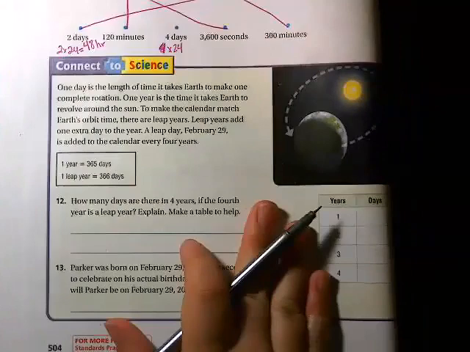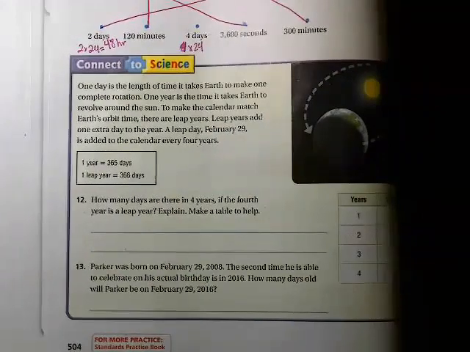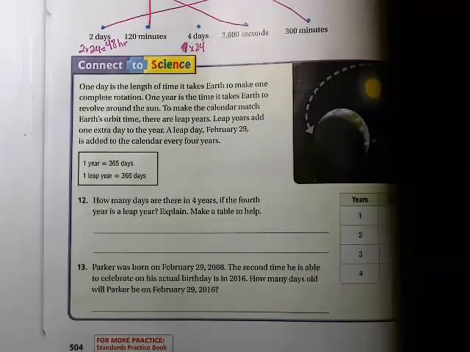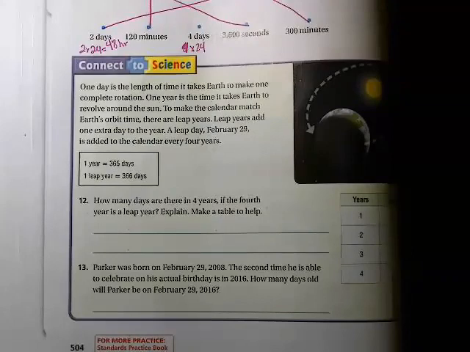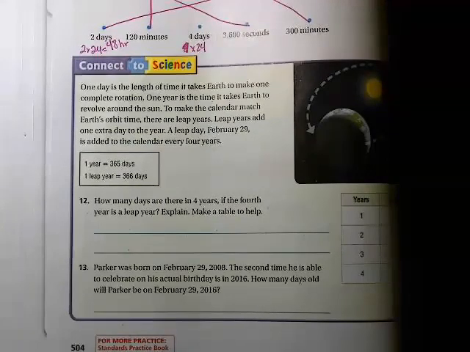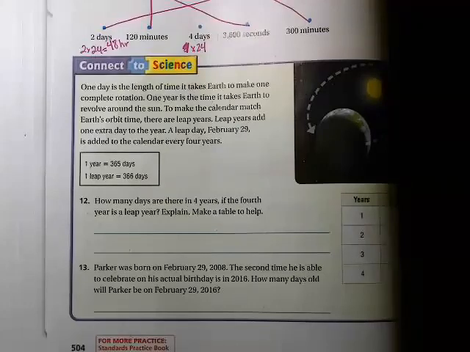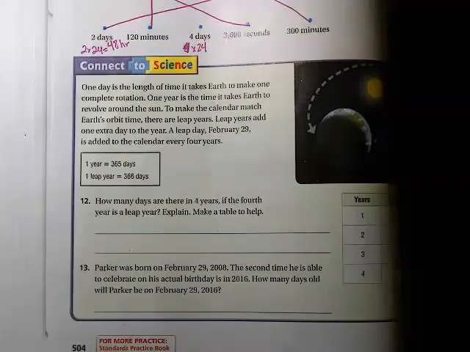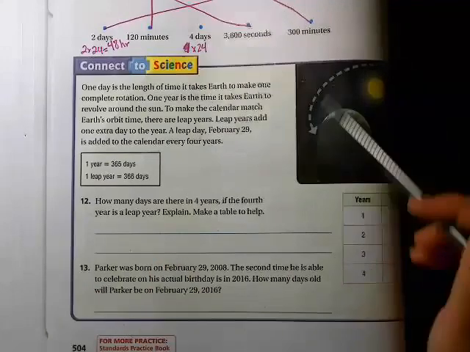All right, our last couple problems here. Let's connect it to science. 1 day is the length of the time it takes Earth to make one complete rotation, or circle, right? Well, kind of oval. 1 year is the time it takes the Earth to revolve. A complete rotation would just be the Earth spinning around on its axis one full time. The next one is when it's doing its oval. So 1 year is the time it takes the Earth to revolve around the sun. So go around the sun in that oval.